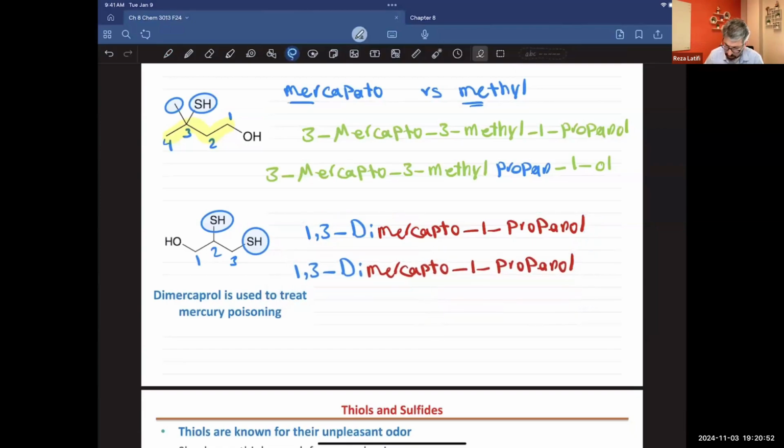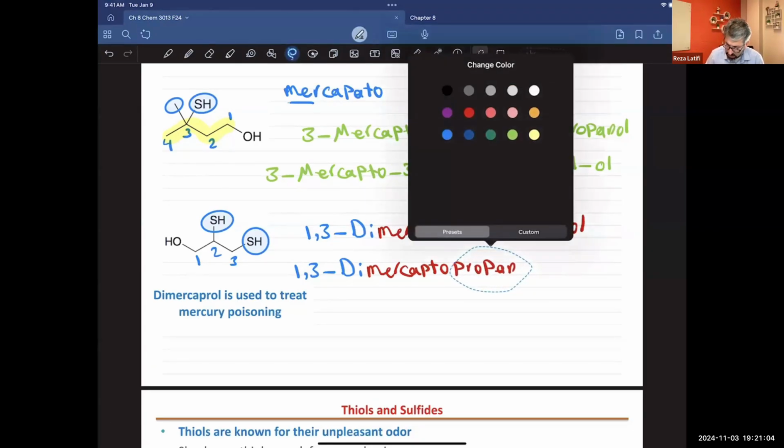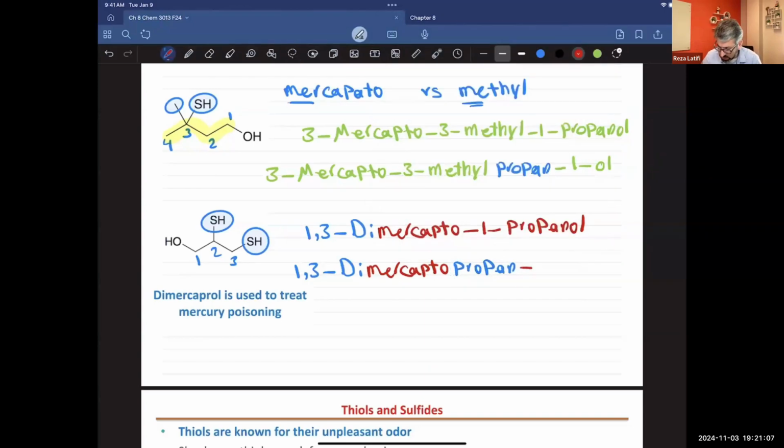This is gone now, and also the OL is gone. I'm going to move this one, attach it to mercapto, and change the color. Next I say dash 1 dash OL to show that we have alcohol and it's sitting on the first carbon. We actually use this compound to treat mercury poisoning.